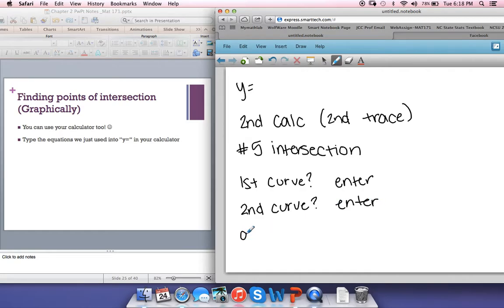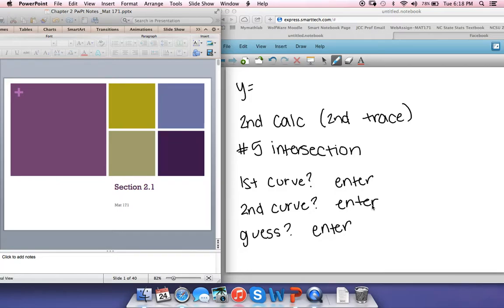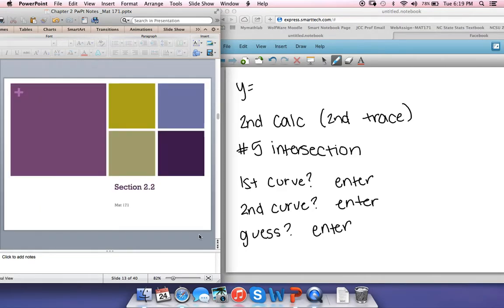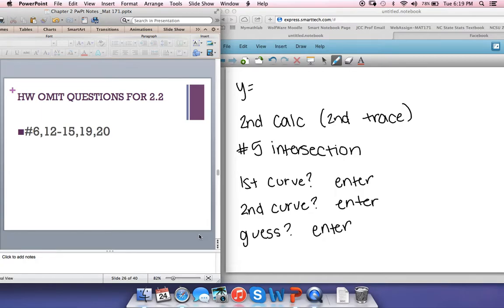And then it's going to say, do you want me to guess this? You're going to say, yep, enter. And then it's going to give you your x and y value. I believe the decimal form is 1.2. So you should have 1.2 comma negative 1.2, okay? And I will talk more in class about how to convert that into a fraction, because I know your calculator does allow you to convert that decimal into a fractional value.